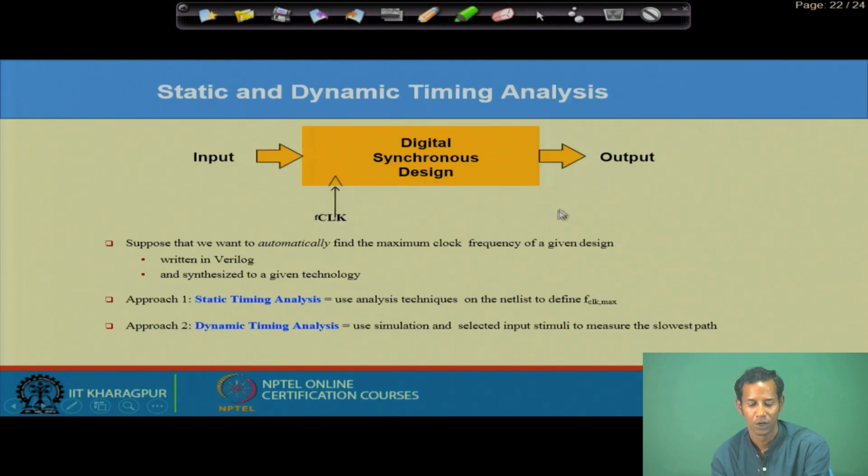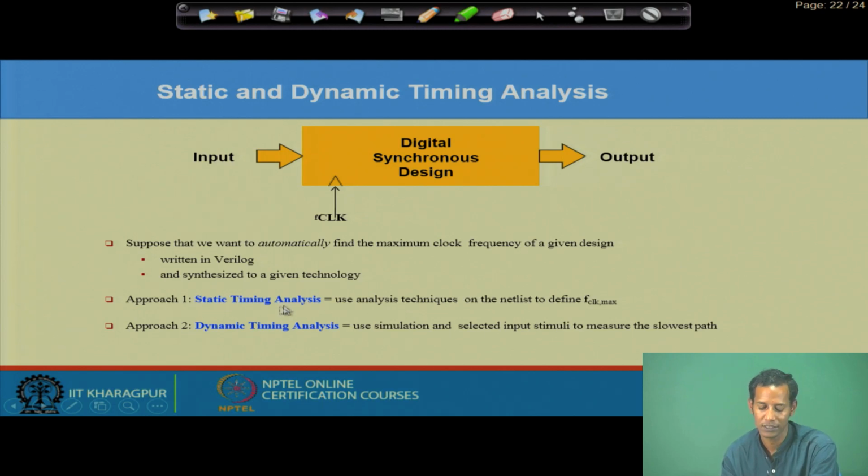Okay. So, now what is this actually in synchronous digital circuit design? We have static and dynamic timing analysis. Suppose we have a bunch of inputs and a bunch of outputs, and one single clock going to every sequential element present in the digital synchronous design. Suppose we want to automatically find the maximum clock frequency of a given design which is written in Verilog and synthesized to a given technology.